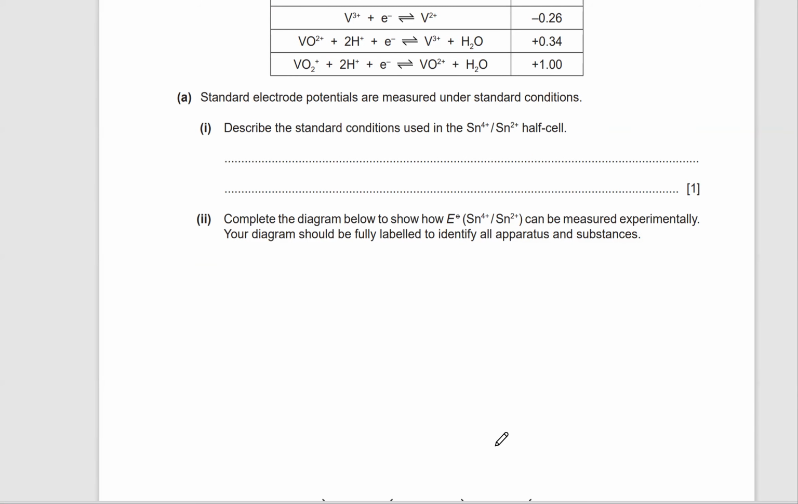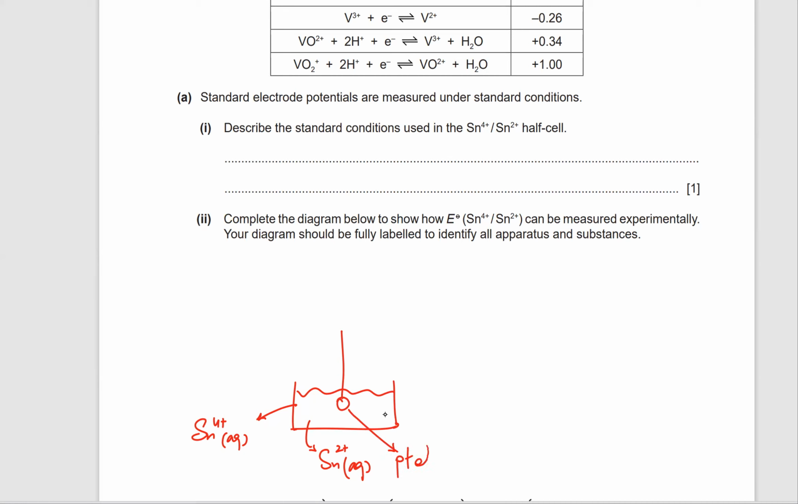Now they're saying Sn4+ and Sn2+ make an electrode. In that electrode, Sn2+ and Sn4+ would both be part of the solution, and write that both of them are 1 mole per dm cube. And you'll add a platinum electrode. So a platinum electrode would be added. And then draw the whole diagram.